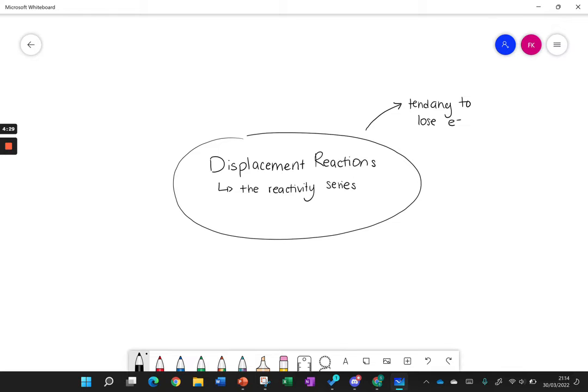So for example, if I was to have a metal very high up on my reactivity series, this means that it can lose electrons really well. So high on the series means it's highly reactive. And remember that in displacement reactions as well, metals are going to form positive ions. They will lose electrons.